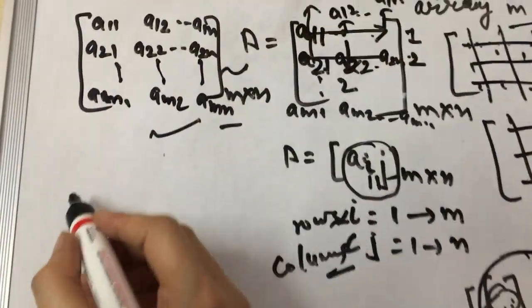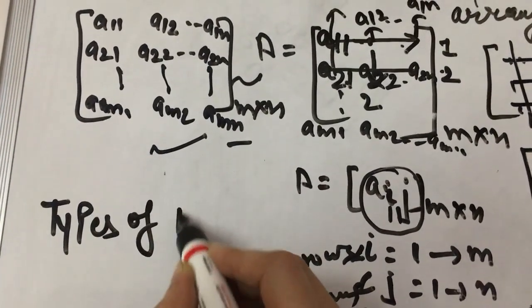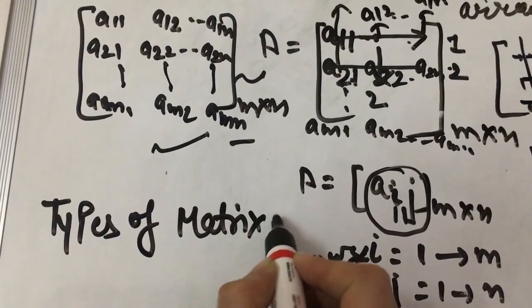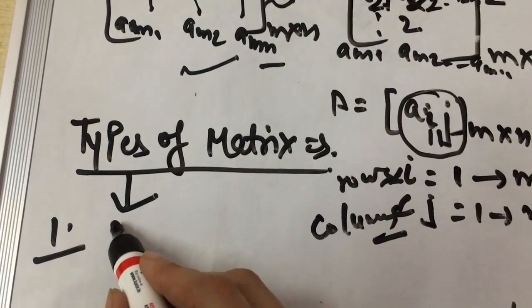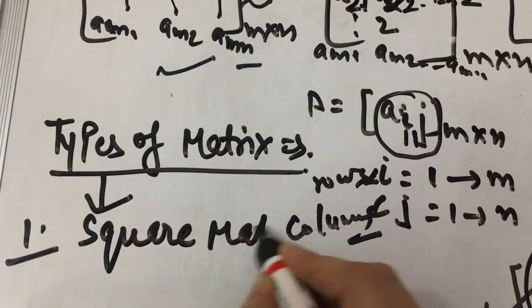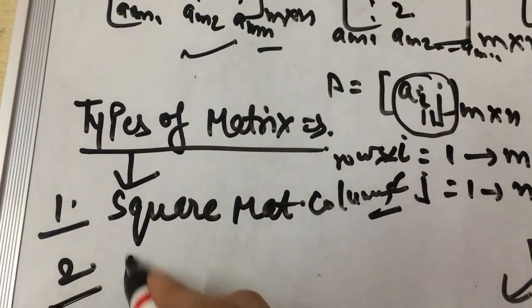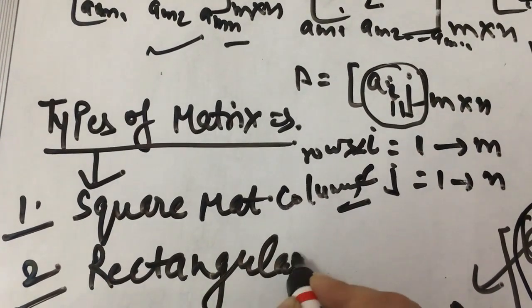Now our next topic is types of matrix. A matrix is of two types. First is the square matrix, and second is the rectangular matrix.